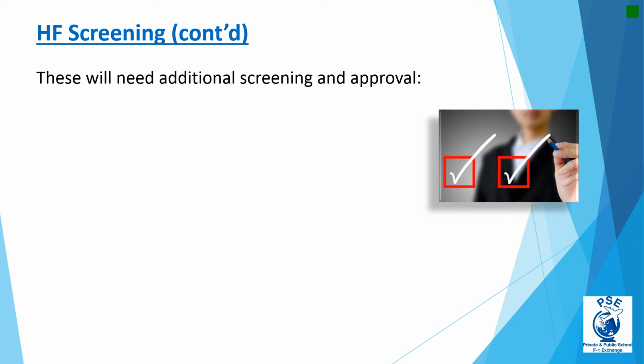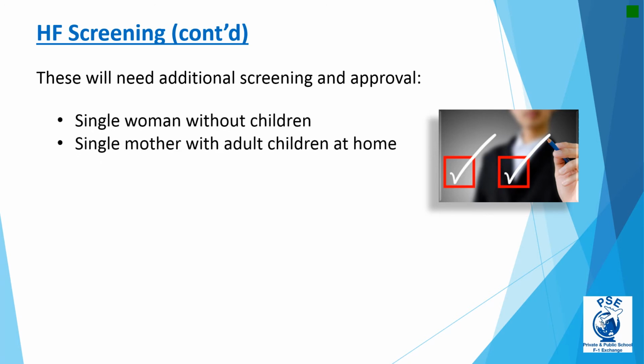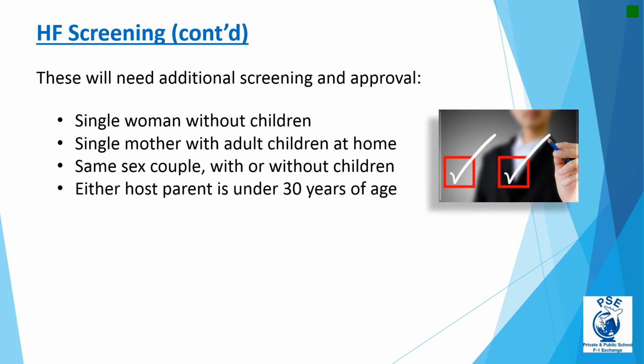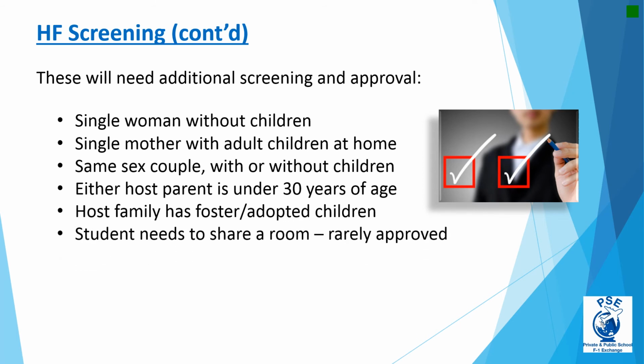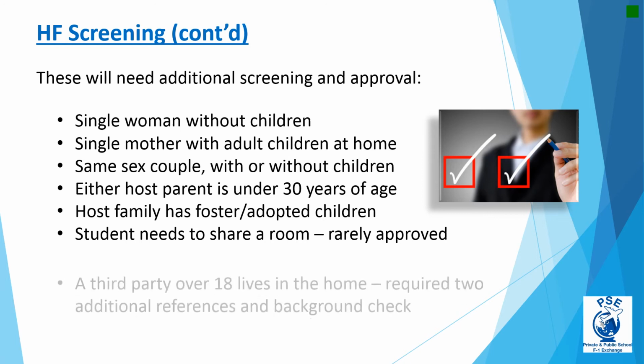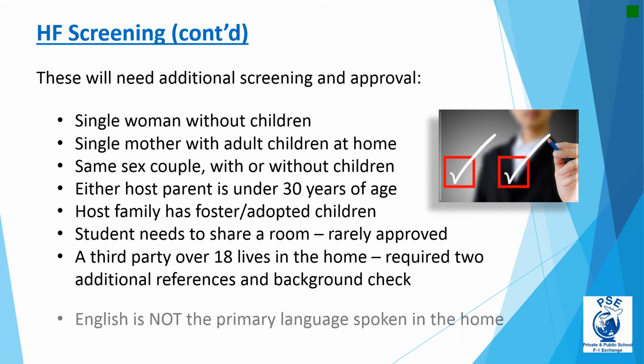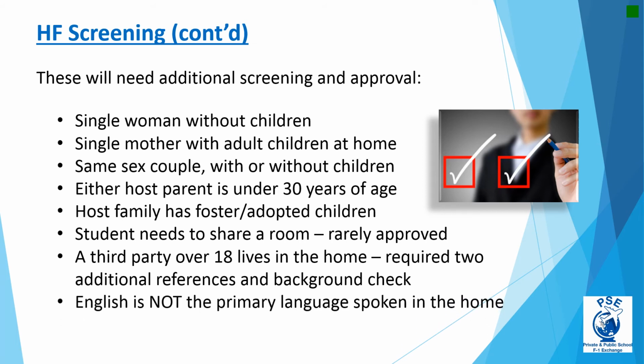Please notify the PSE office if any of your families fall under the following categories: a single woman without children, a single mother with any adult children living in the home, same-sex couple with or without children, if either host parent is under the age of 30, a host family who has foster or adopted children. If the student will need to share a room with a host sibling, this type of request is rarely approved. If there is a third party, such as a friend, relative, or roommate over the age of 18 also living in the home, we will need 2 references and will complete a background check for any third party living in the house. And if English is not the primary language spoken in the home.